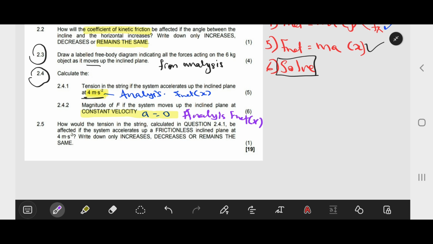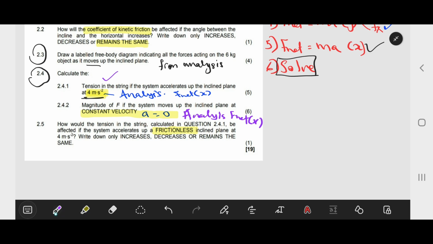All right, 2.5. How will the tension in the string calculated in 2.4.1, the tension that we have calculated here, be affected if the system accelerates up a frictionless inclined plane? So now they're saying there is no friction because it is frictionless, right? And now we want to see what will be the effect on the tension in the rope if the object is accelerating up the incline at 4 meters per second squared, because we have calculated our tension when there is friction. So we want to see how it will be affected.